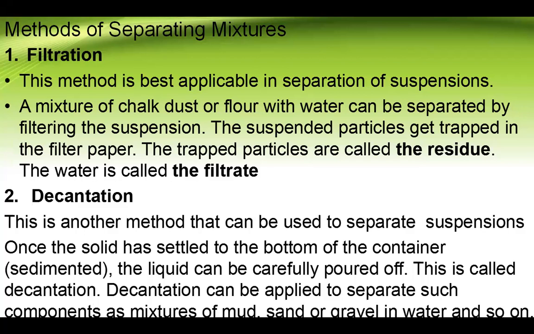The first one we're going to start with is filtration. This is the method applicable for suspensions. An example of a suspension may be a mixture of chalk dust or flour with water, which can be separated by filtering the suspension. The suspended particles get trapped in the filter paper, and the trapped particles are what we call the residue, and the water that we get after filtering is what we call the filtrate.